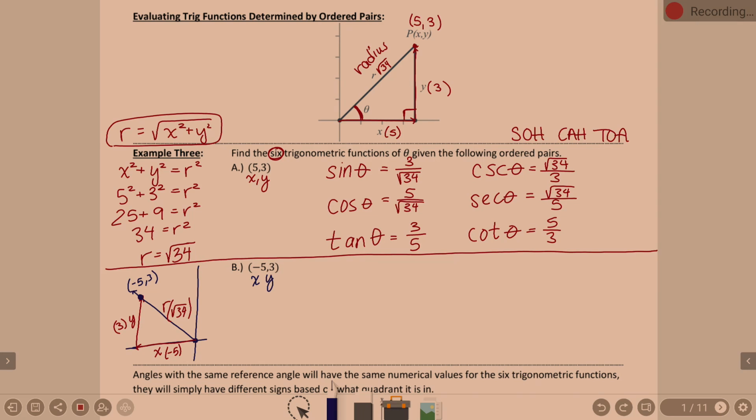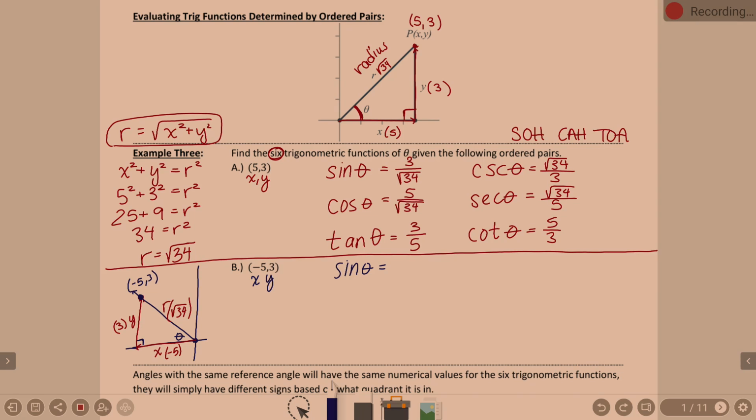Is sine going to change? Oh, by the way, pause. Where's my theta? Theta is at the origin on the x-axis. Always, always, always, always, always. Okay? And obviously you see your right angle. Yes? I don't think I need to. The right angle I'm not concerned about, but theta is at the origin on the x-axis.